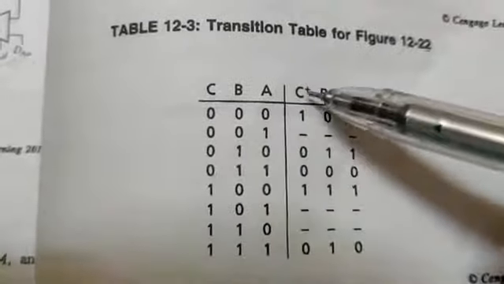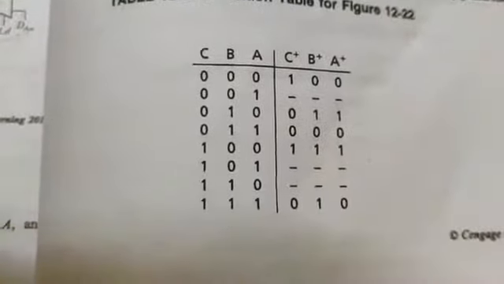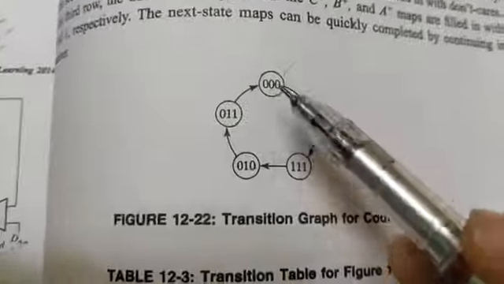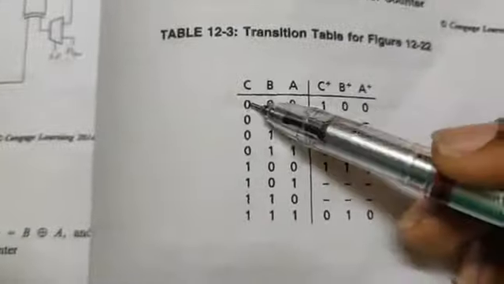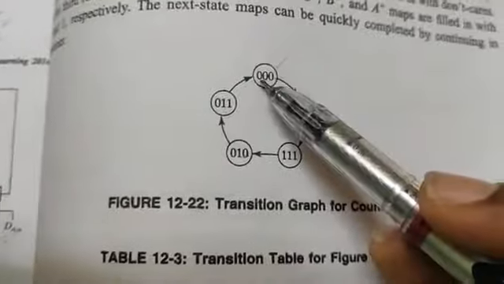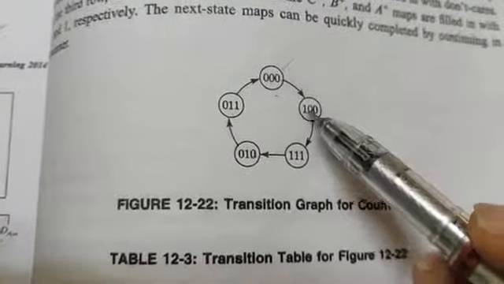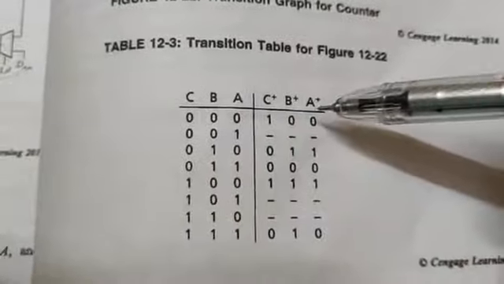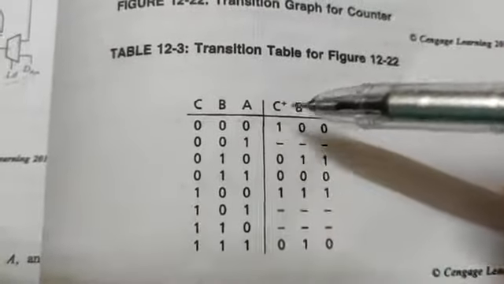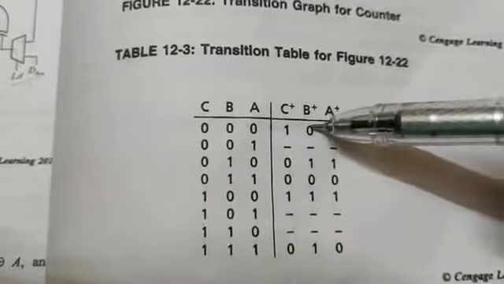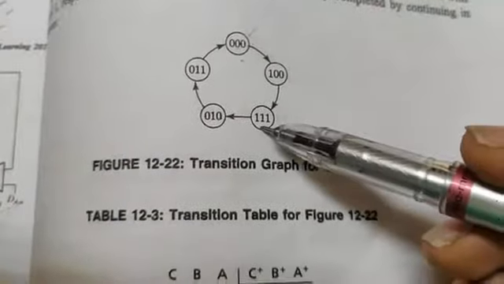CBA refers to the present state. C plus B plus A plus refers to the next state. The starting present state is 0, 0, 0, so I have written 0, 0, 0. Once it is done with 0, 0, 0, what is the next state? 1, 0, 0. After 0, 0, 0, it is supposed to go to 1, 0, 0. After 1, 0, 0, it is supposed to go to 1, 1, 1.